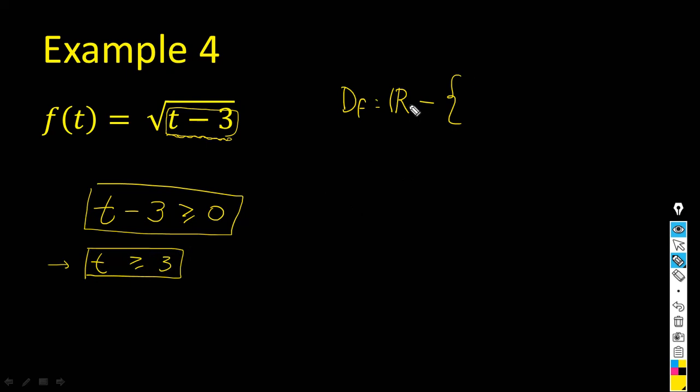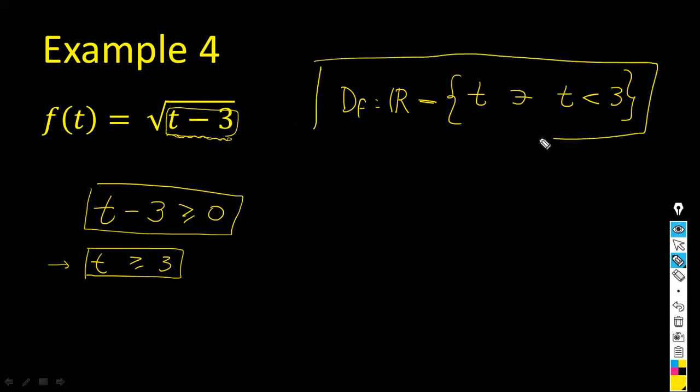So how do I write that? Except all those numbers t such that t is less than 3. Because in this case, for all these values the function crashes, so I want to kick them out of the domain. I don't want them. Any t that is less than 3 will give you a negative radicand and you will have problems. Okay, so this is the domain of the function f.